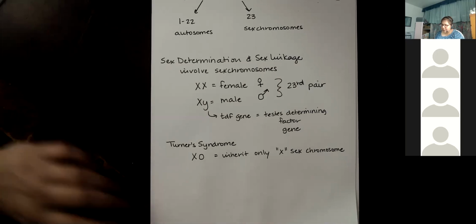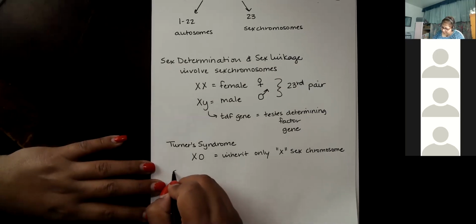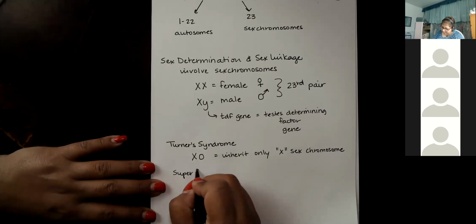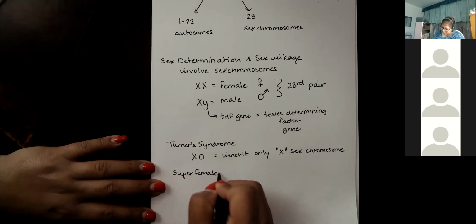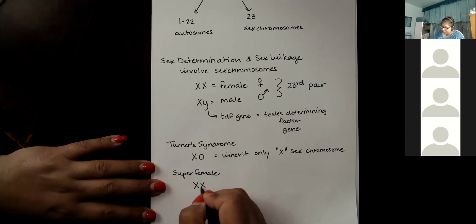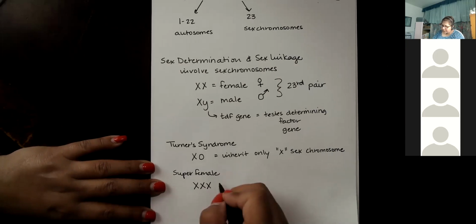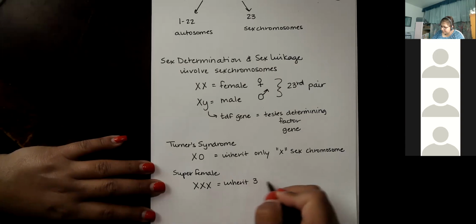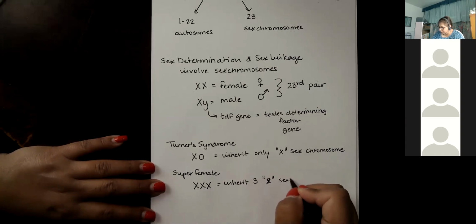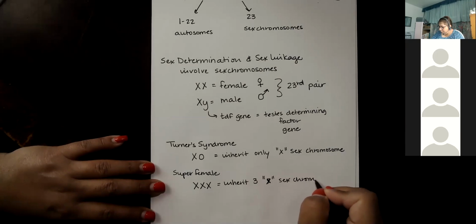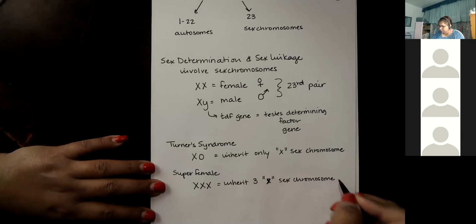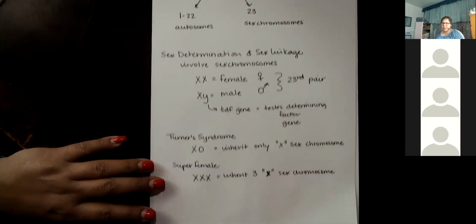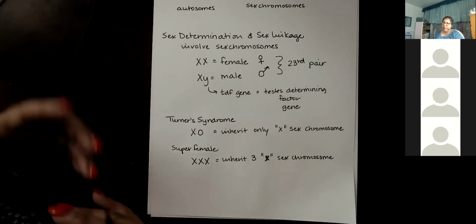There's also the so-called super female syndrome, where you are literally triple X, and they inherit three X sex chromosomes. We're not sure why that results, but these individuals are also female.